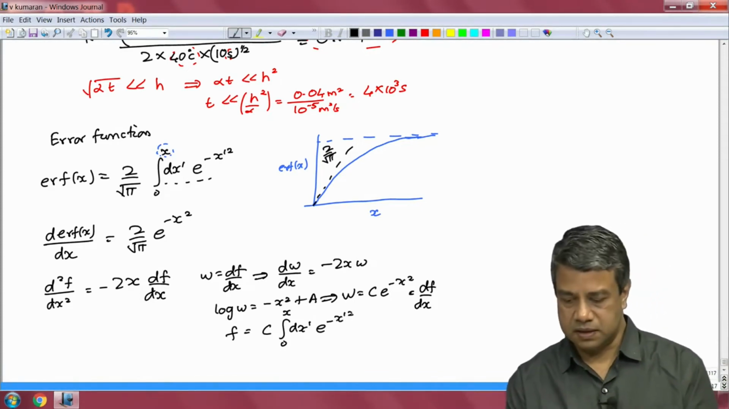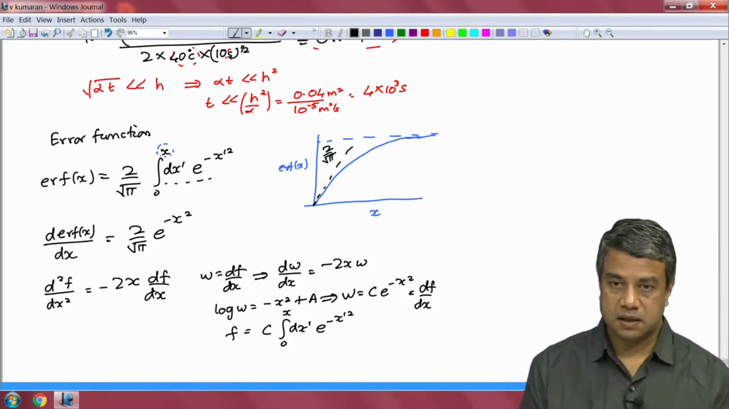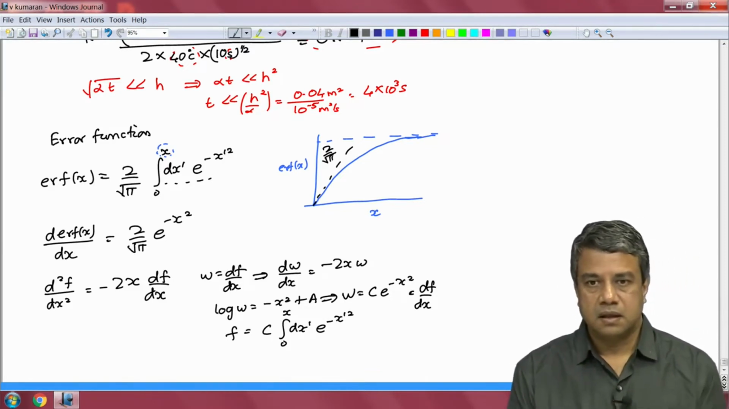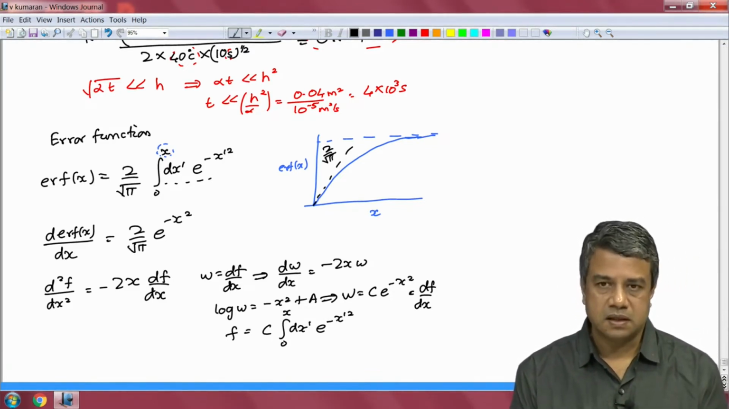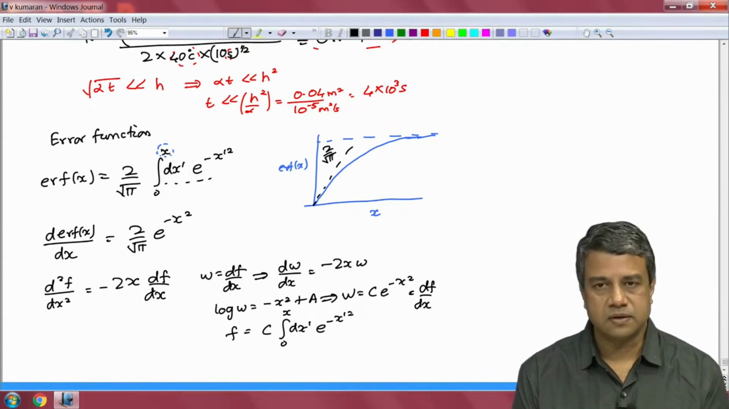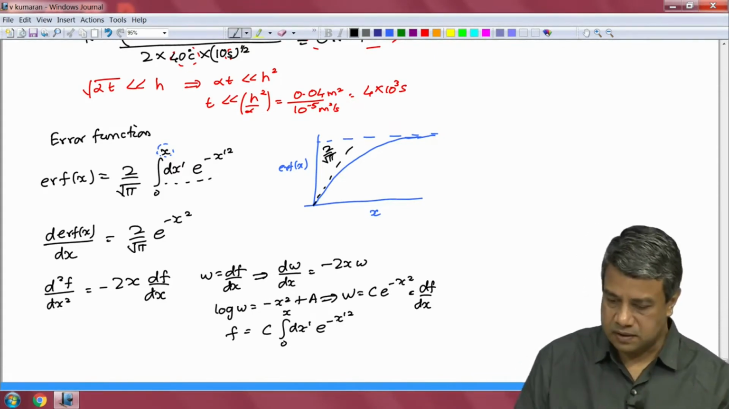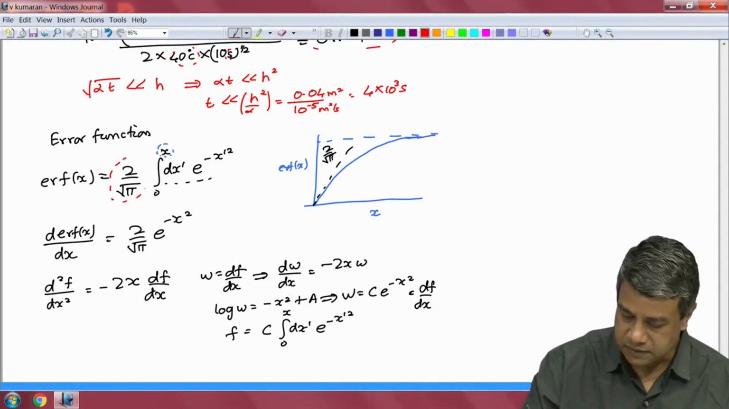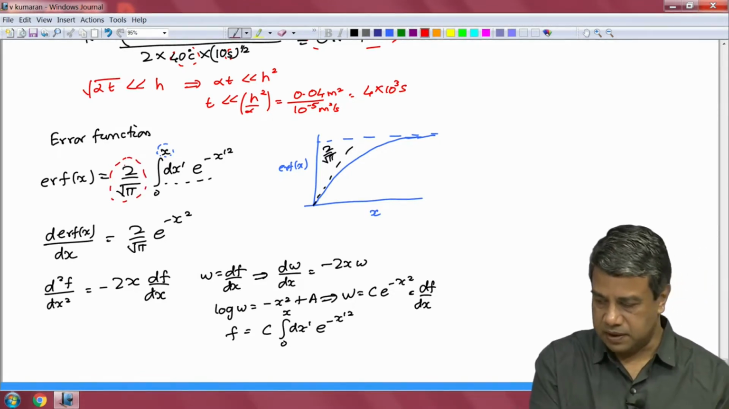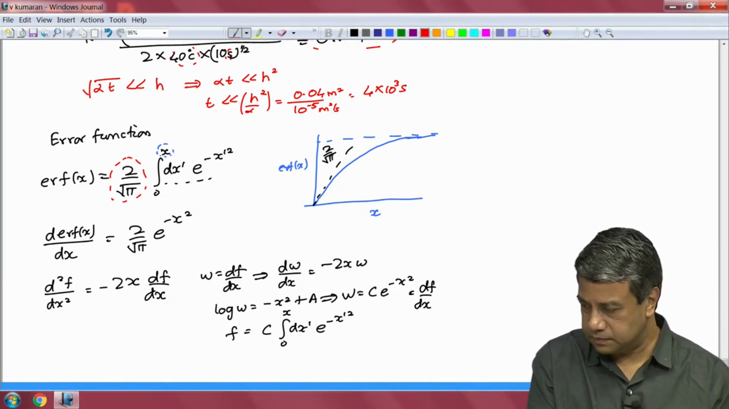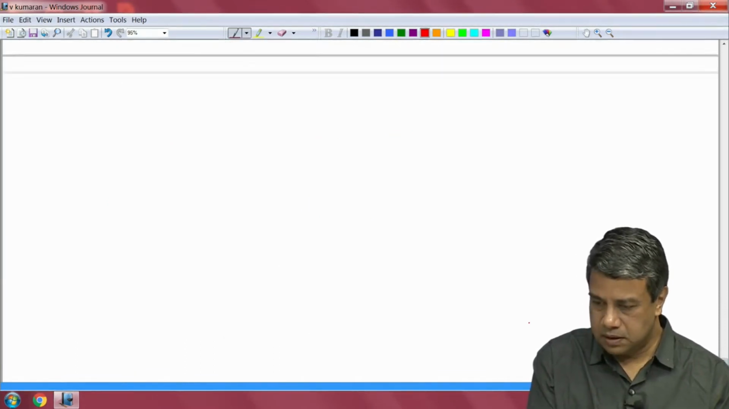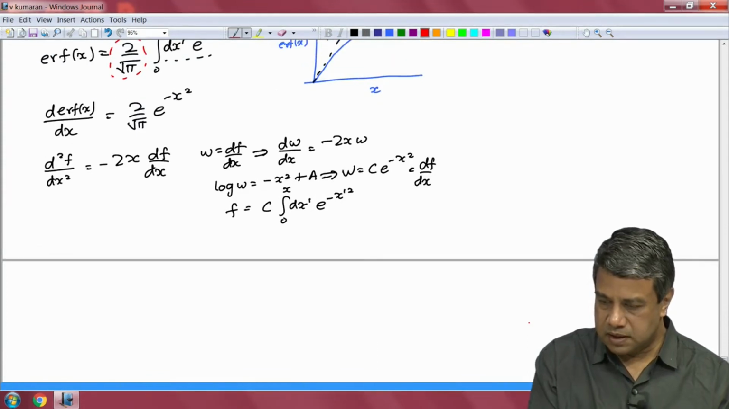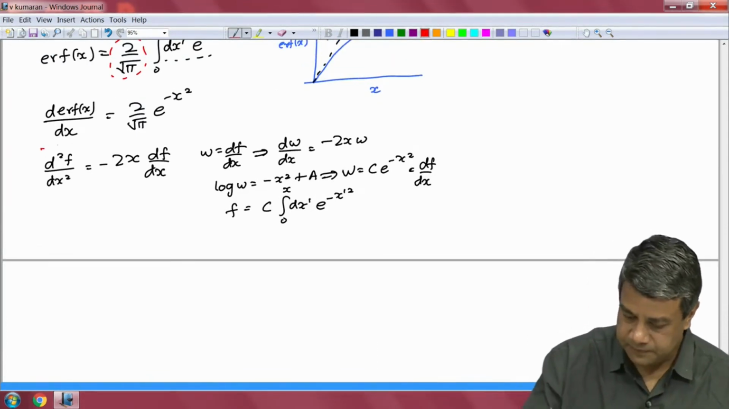So, that is the error function, in which the constant c is chosen such that the error function goes to 1 as x goes to infinity. So, the constant is chosen so that the error function becomes 1 as x goes to infinity. So, that is the equation for the error function.